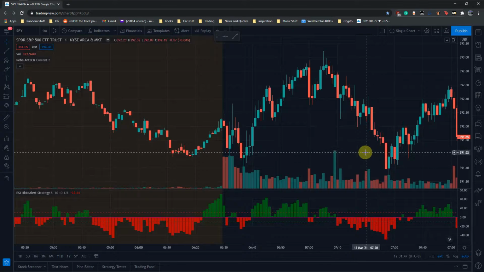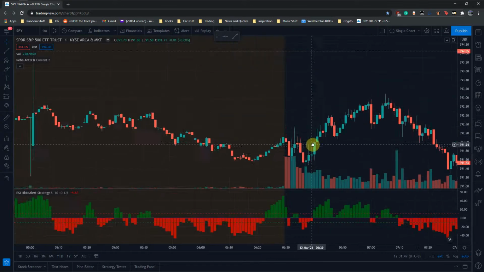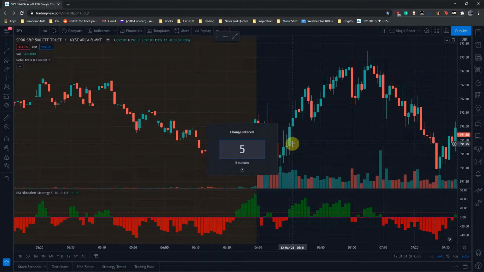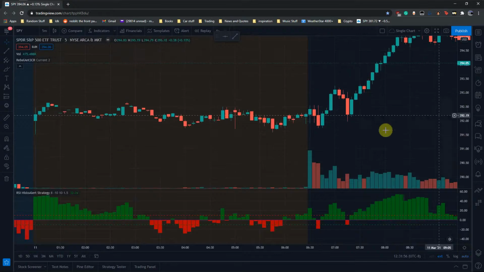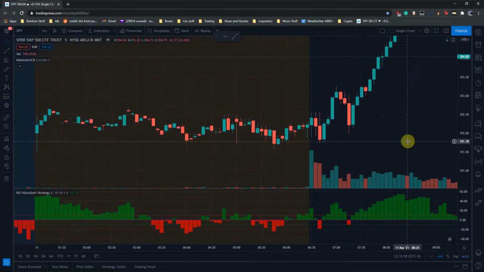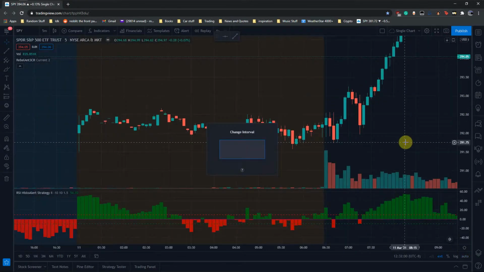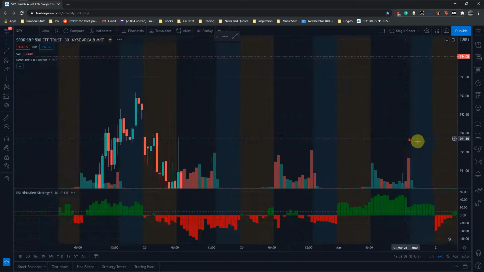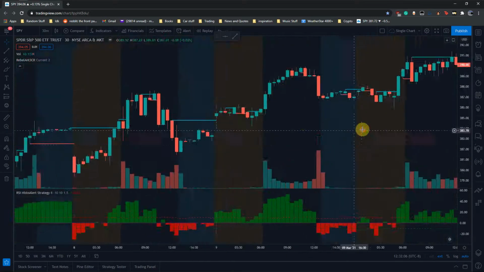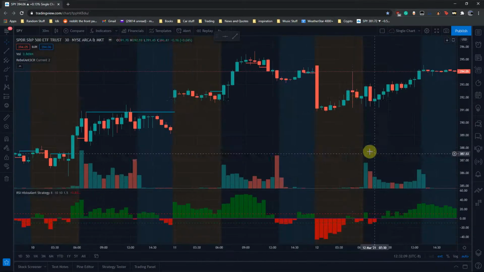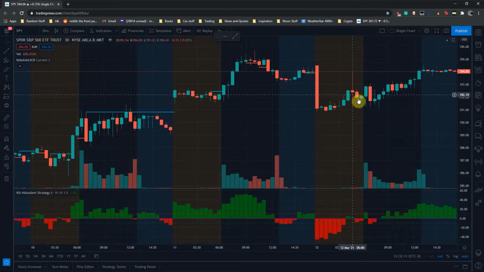Right out the gate, let's go to the 5 really quick. It's always about going from the higher time frames down to the lower, and you can even do the 30 and the 15, but it was a little bit wild pre-market on Friday, so we had this crazy candle here, which kind of messed things up.